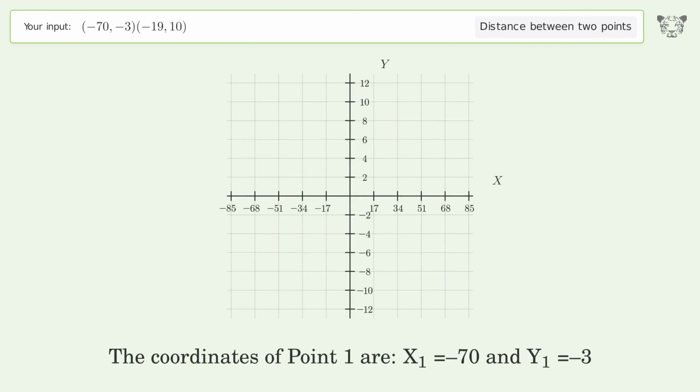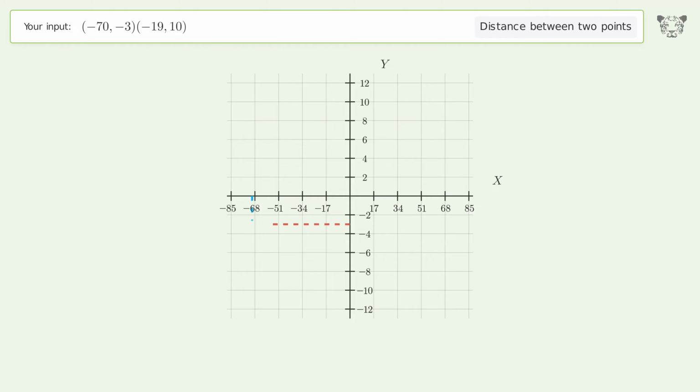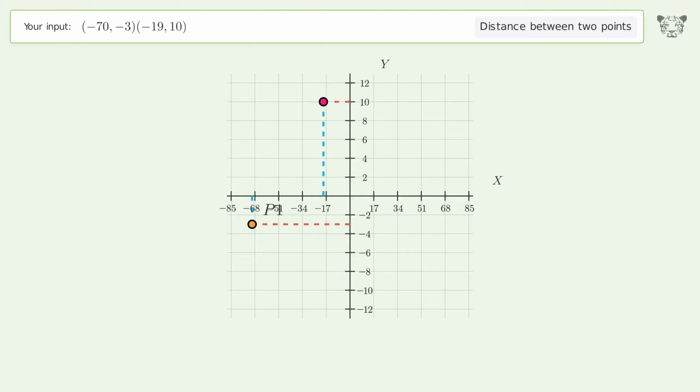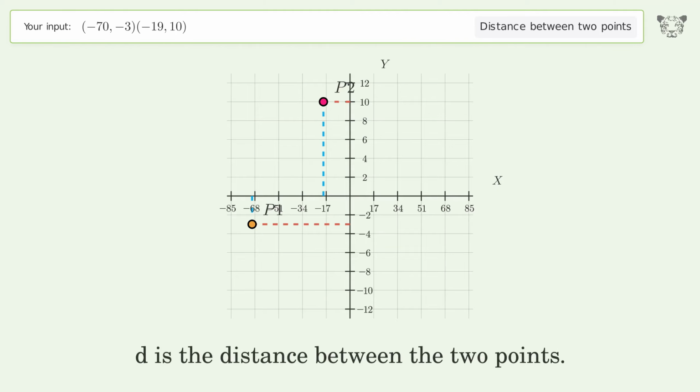The coordinates of point 1 are, x1 equals -70 and y1 equals -3. The coordinates of point 2 are, x2 equals -19 and y2 equals 10. D is the distance between the 2 points.